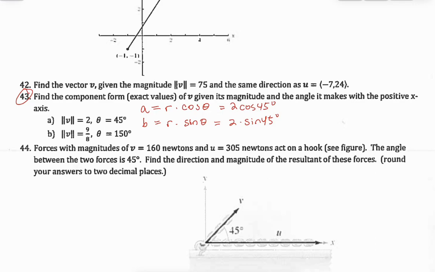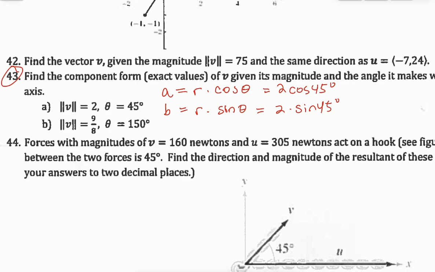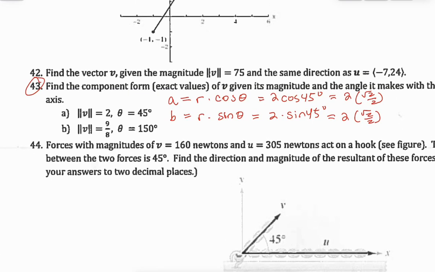Now the reason they say exact values is because they are going to be unit circle values. That's why they say that, okay? And so this would be 2 times the square root of 2 over 2. This one will be 2 times the square root of 2 over 2. So our x component, a component, however you want to put it, is square root of 2. Our y is square root of 2. This particular vector v in part A is just square root of 2, square root of 2.